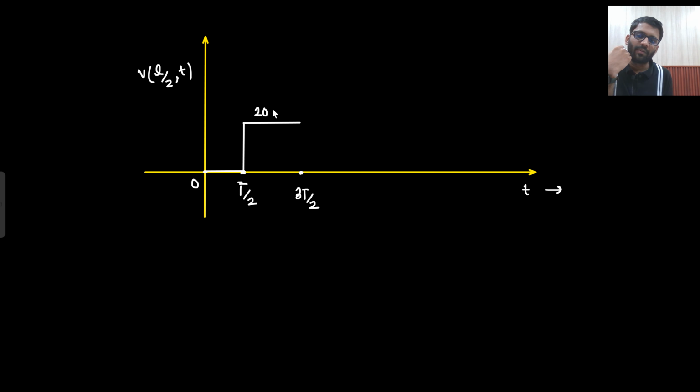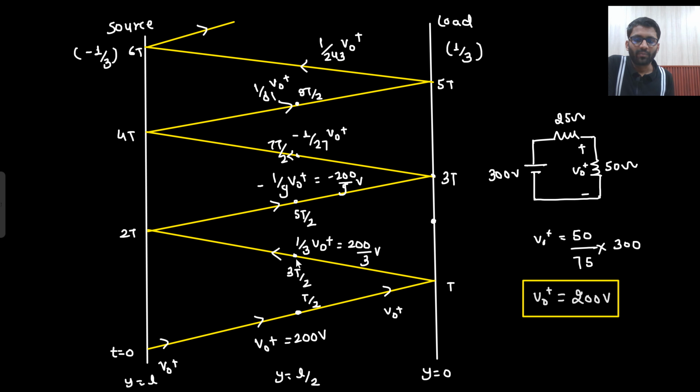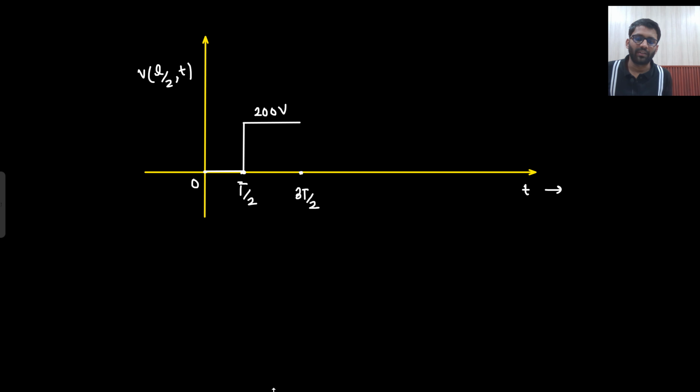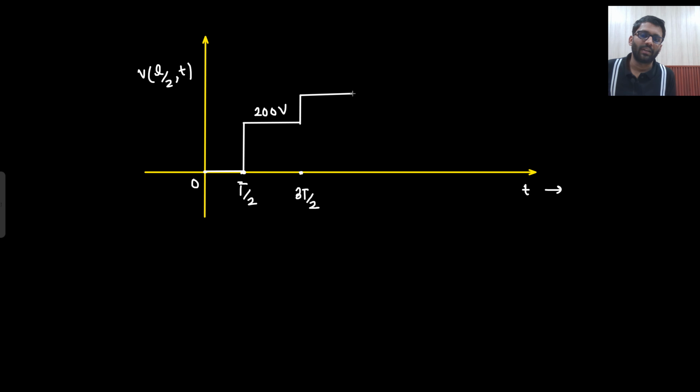Which is 200 volt. Then from 3t by 2 to 5t by 2, at 3t by 2 what is the scene? 200 plus 200 by 3 is there. At 3t by 2 all these two are there, 200 plus 200 by 3. So at 3t by 2 you are having 200 plus 200 by 3, which is equal to 800 by 3, which is equal to 266.66, right? So here at 3t by 2 you are having 266.66.